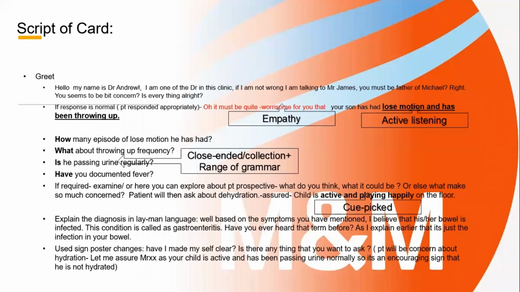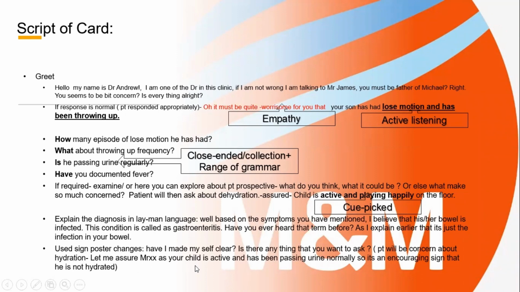Right? And then the last point before we proceed: you need to ask the patient, what do you think it could be? And then you have to explain the diagnosis in layman language. After that, use signposting changes as you asked. You have to ask the patient, have I made myself clear? Not, are you getting me? Do you want to ask any question? Or then we can move on to the next task.